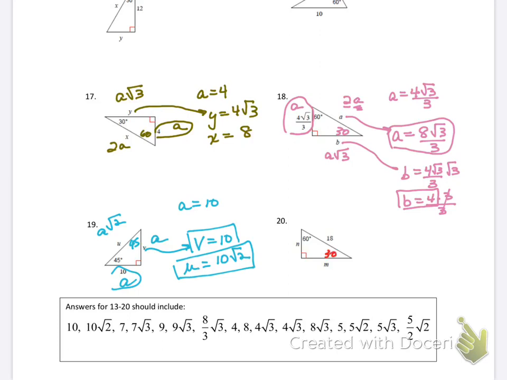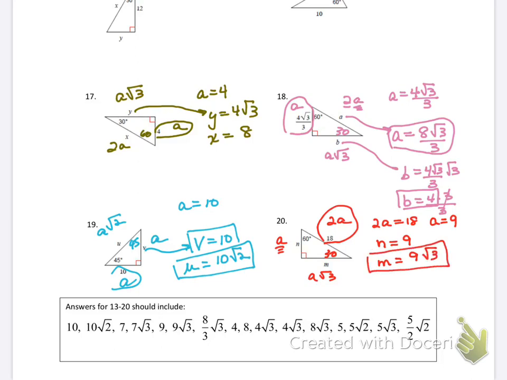Thank you for sticking with me. Okay, so opposite the 30 is A, opposite the 90, 2A, opposite the 60, A root 3. Look for your relationship. There it is. If 2A equals 18, then A must be 9. Okay, so their N, look at their N, needed to equal my A. So therefore their N equals 9. Their M had to equal my A, which was 9, times root 3, and we are done.